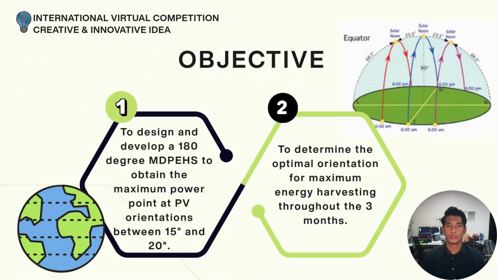angle ranges. First objective is to design and develop a 180-degree multi-directional photovoltaic energy harvesting system to obtain the maximum power point at PV orientation between 15 and 20 degrees. Second, to determine the optimal orientation for maximum energy harvesting throughout the 3 months.